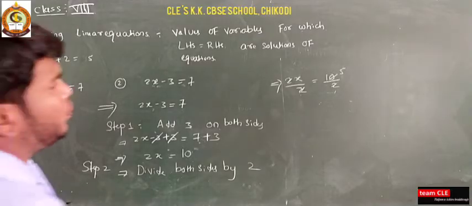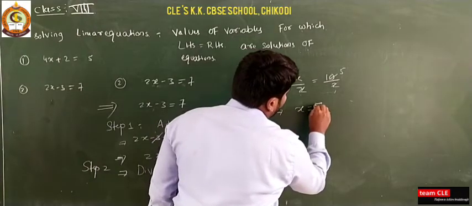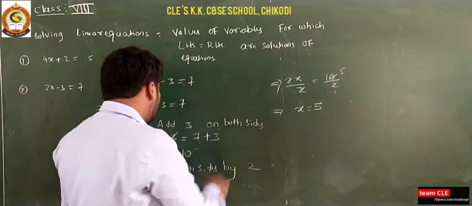So now see, the 2 gets cancelled, 2 ones are 2, 2 fives are 10. So x is equal to 5. Okay, so x is equal to 5.